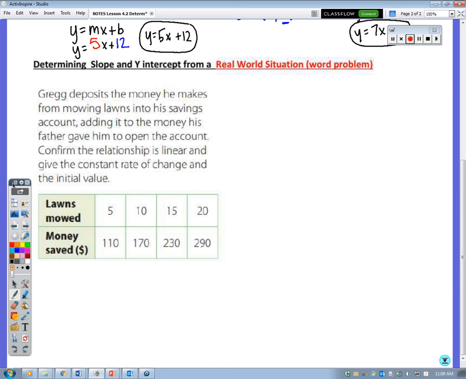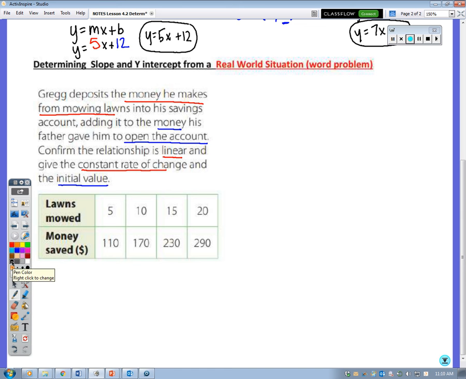So before we get started reading we're going to go ahead and start with this. Greg deposits the money he makes from mowing lawns into his savings account, adding it to the money his father already gave him to open the account. So we've got two values here. We've got money he makes mowing lawns, and we've got money his father gave him to open the account. We want to confirm that the relationship is linear, so it has a constant rate of change, and give the constant rate of change and the initial value. Because if it is linear, it has a constant rate of change, and determine the initial value.